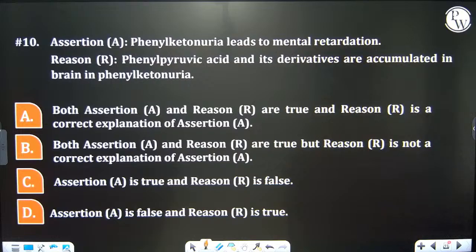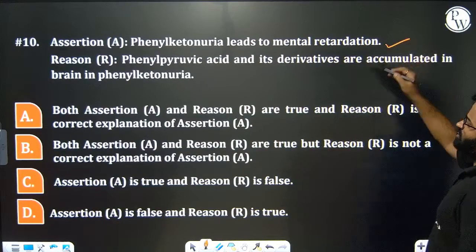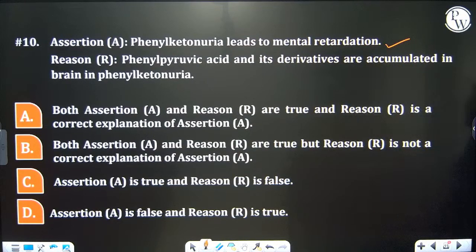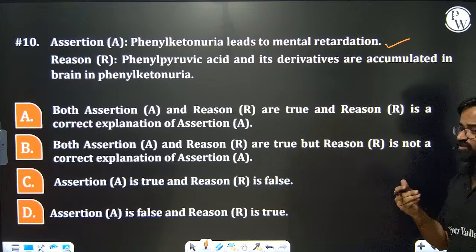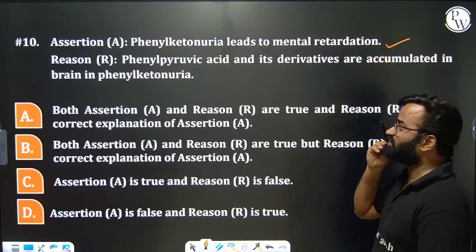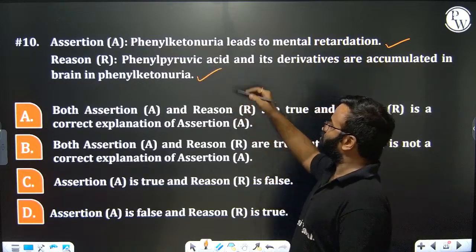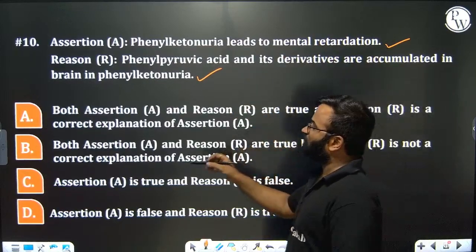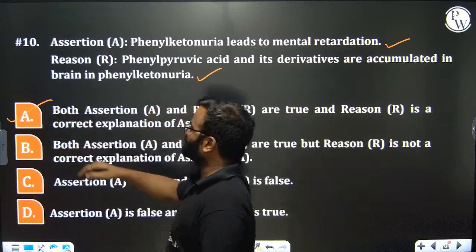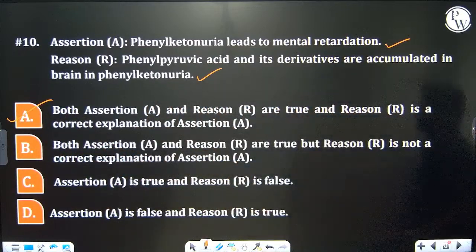Phenylketonuria leads to mental retardation, which is true. Phenylpyruvic acid and its derivatives accumulate in the brain, which will interfere with the metabolic activity. So it is true and it is explaining as well. So I'll go with A as the answer. Is it clear? Next.